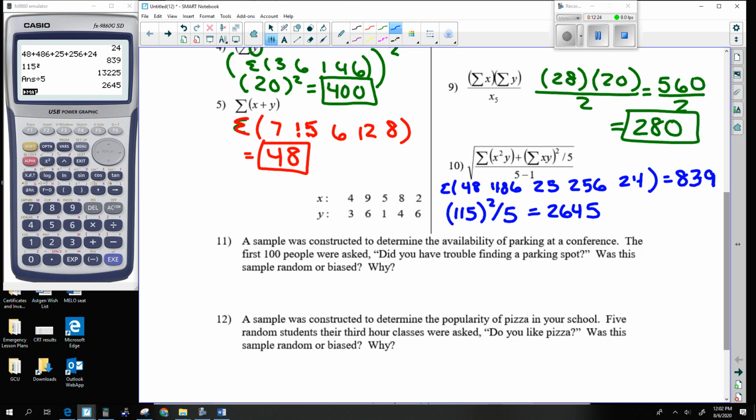So the complete numerator is the summation of x squared y, so that's the 839. And the second bit is the 2,645. So add those two things together. I see that the complete top number is 3,484.